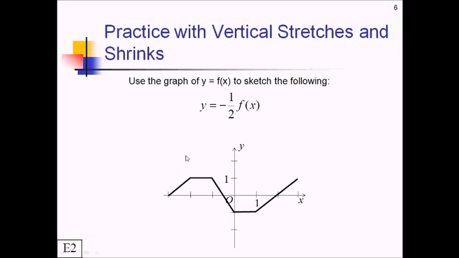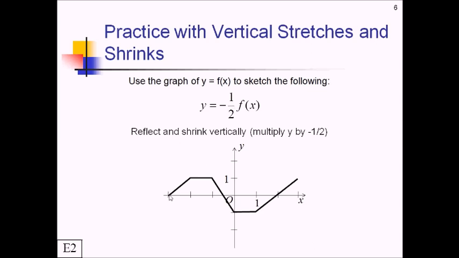Here's another one. Pause the video and try this one on your own, and note that we have a negative 1/2 out in front. All right, let's see what you did. So because this is an outside change, it's going to affect the y values, and we're going to do exactly what it looks like we're doing. So we're multiplying all of the y values by negative 1/2. Now, because of that negative, we are reflecting vertically, and because multiplying something by half makes it smaller, this is going to be a shrink vertically.